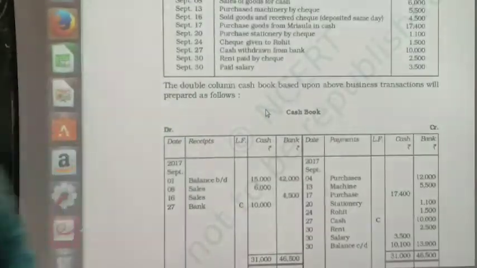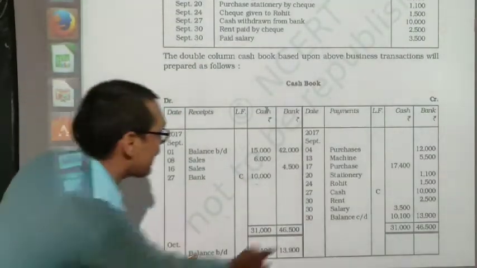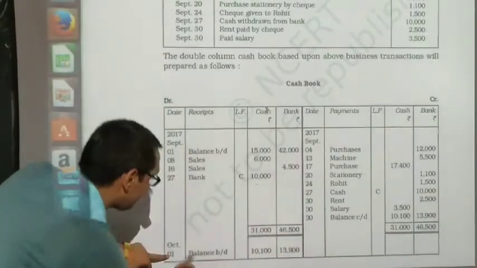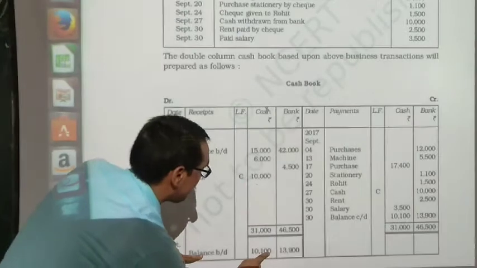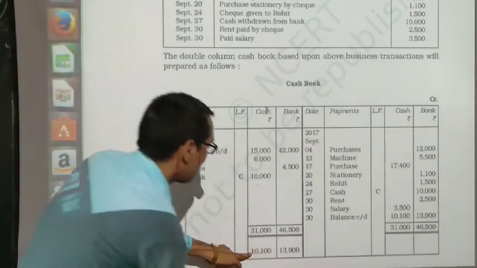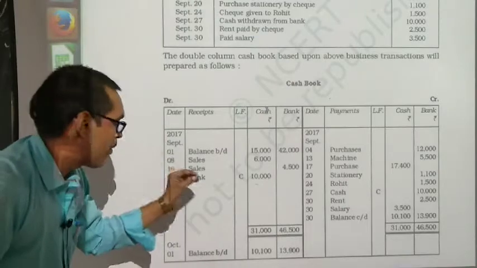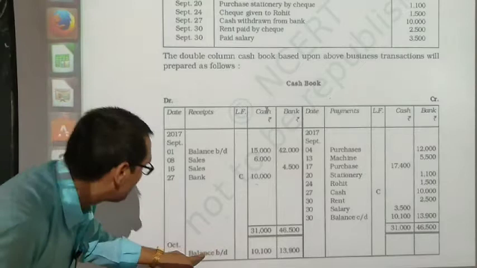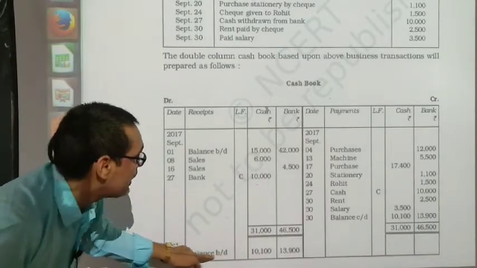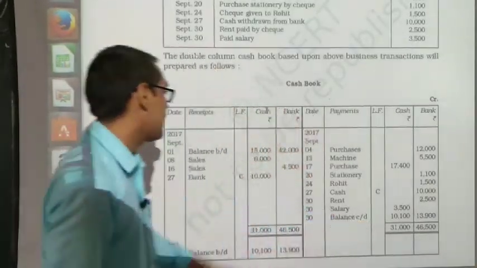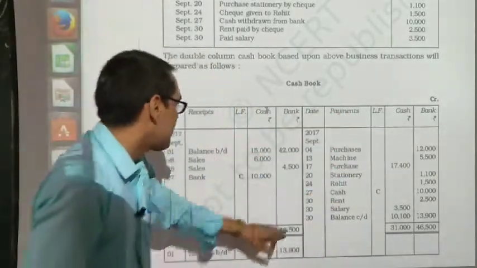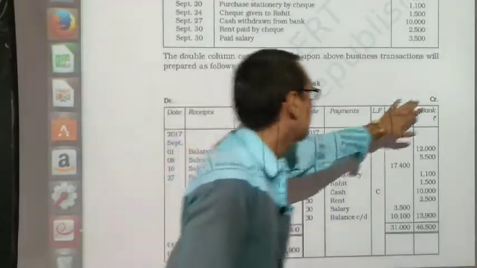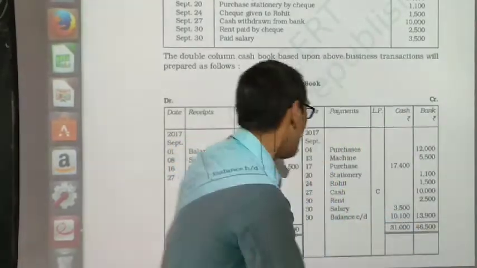On the next day, October 1st, it is written as to balance b/d 10,100, and it is a debit balance. We always say that whether it is a debit balance or credit balance, we know it after seeing balance b/d, not by balance c/d. Okay sir, in the same way the bank account will be balanced at 46,500, the debit side is more than the credit side, and the balance is 13,900.